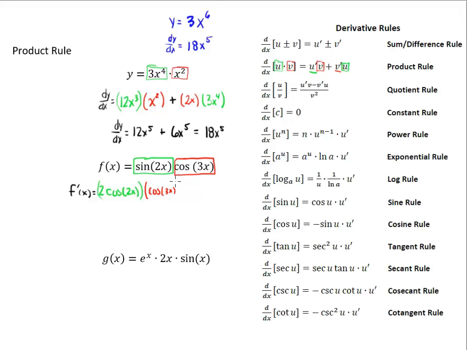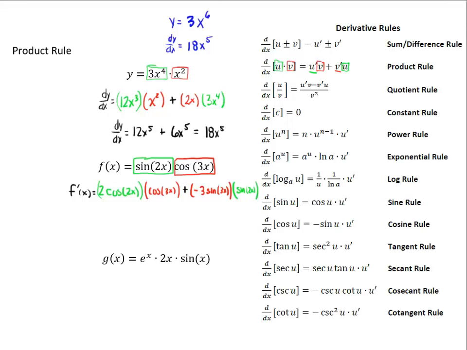Cosine of 3x. Okay, plus the derivative of cosine of 3x, so the derivative of cosine is negative sine. So we've got negative sine of 3x times the derivative of the argument, which is 3. Well, the argument is 3x, so its derivative is 3. I'm going to just put it out here, so it's going to be a negative 1 times 3, which is negative 3. And there's the derivative of v times u, just the way it is, sine of 2x, like so. Okay, and that's it. That is the derivative.